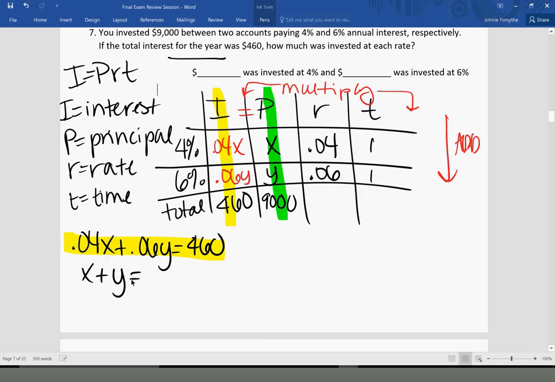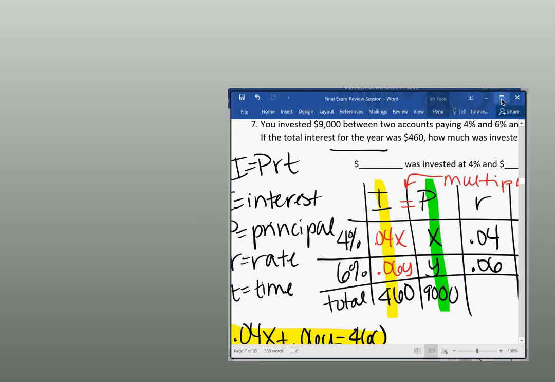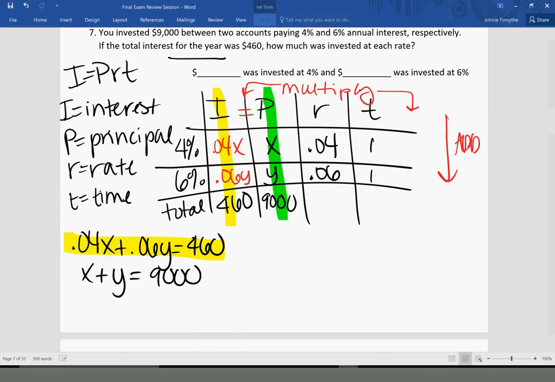x plus y equals 9,000. Whoa. Okay. Sorry, guys. I'm going too fast here. And that is our system that we're going to solve. So you can use whatever method you want to solve this. I'll use substitution. Addition wouldn't be bad to use either, but I'll use substitution.